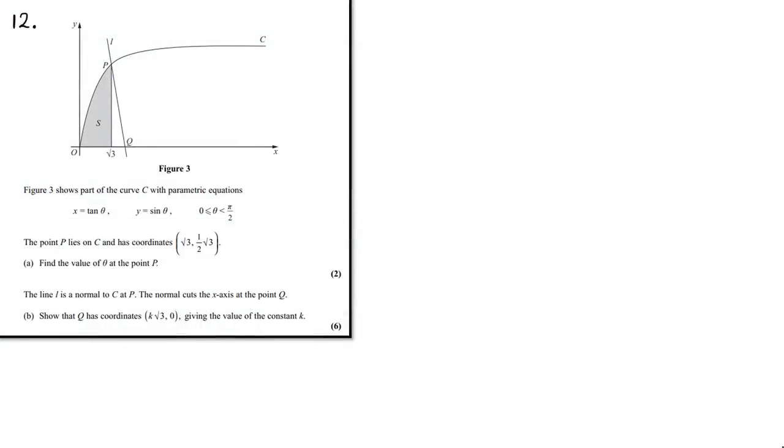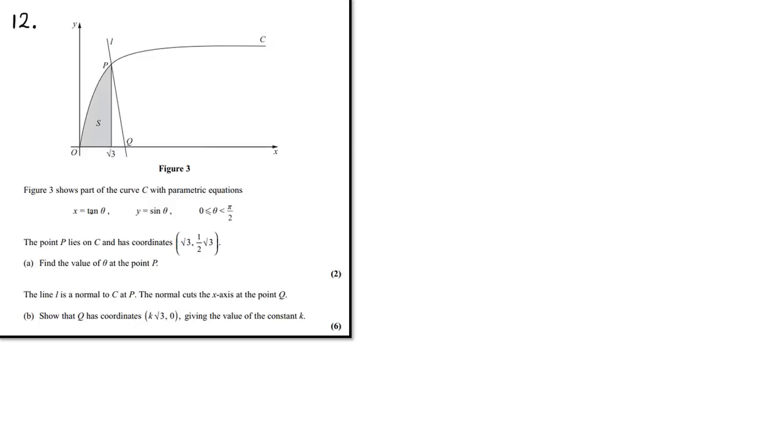Moving on to question 12 now, we have a question here on differentiation with parametric equations. And it's split into two parts. Part A is hopefully quite nice and straightforward, just gets us 2 marks. And then part B involves the differentiation. So let's just start with part A here first and find the value of theta at the point P.